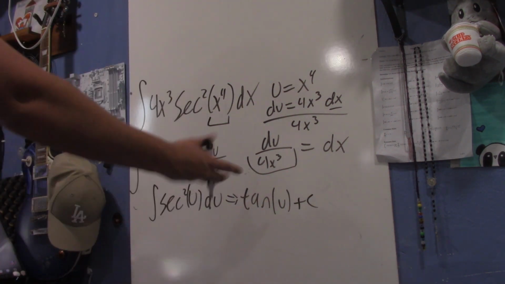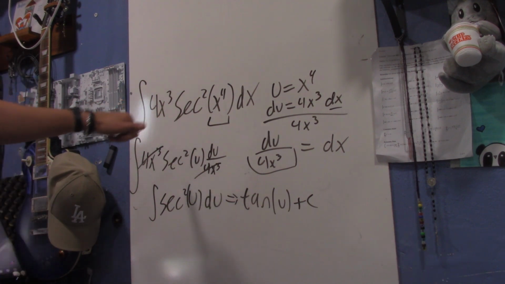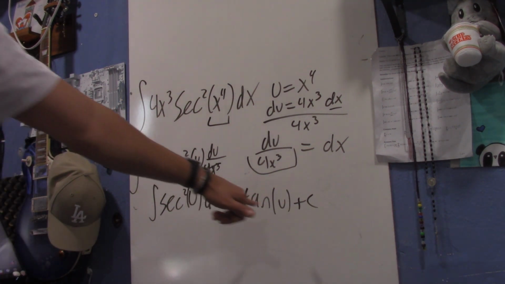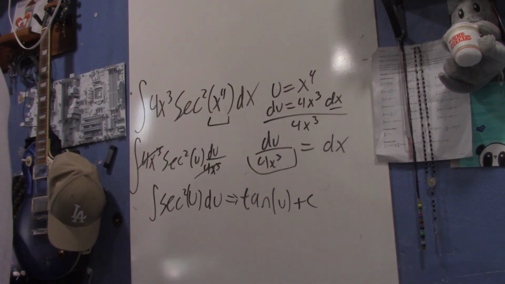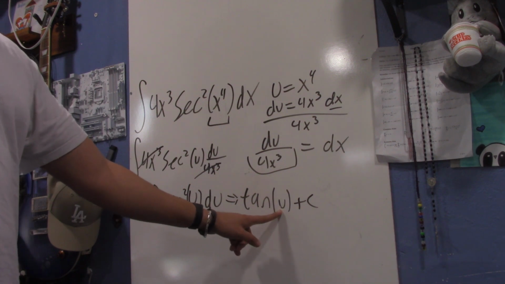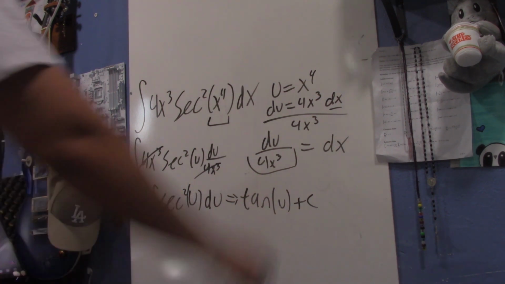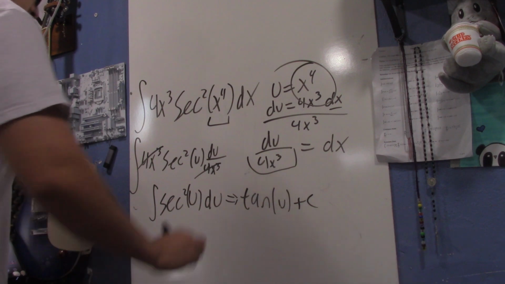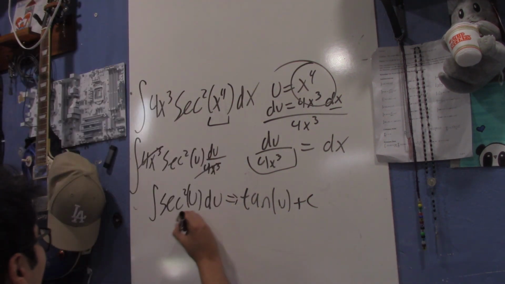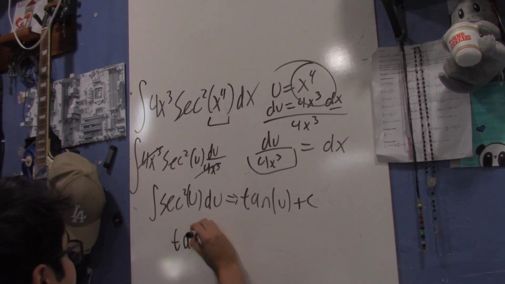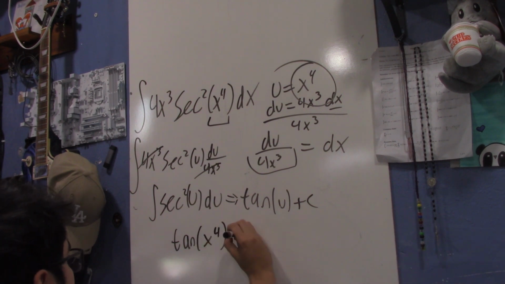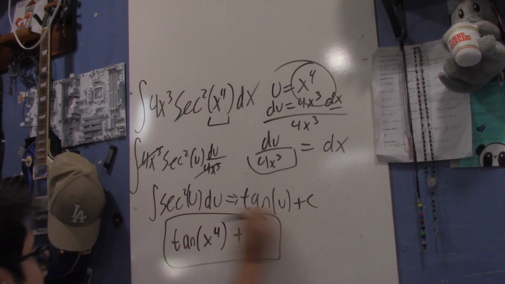And now this would be our final answer if our original function was in terms of u, but it is not in terms of u, it's in terms of x. So we have to replace that u with what we had substituted it for, which was x to the fourth power, meaning our final answer is tangent x to the fourth power plus c, giving us our final answer.